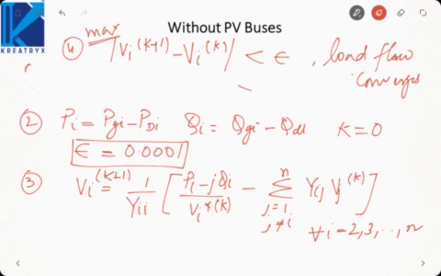If it is greater than epsilon, then we will repeat step number 3. If it is less than epsilon, then load flow converges and the iteration count is k plus 1. We have to do this many iterations. So that is how you do it whenever there are no PV buses specified. Remember, every time we have to check for convergence. We check for convergence by calculating the difference between the previous iteration and the new iteration. If it lies within the tolerance limit, then it converges, else it does not converge.